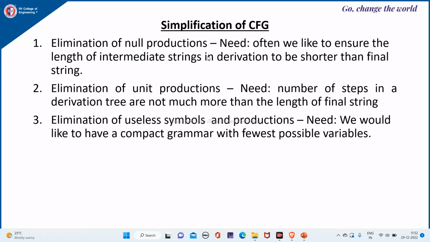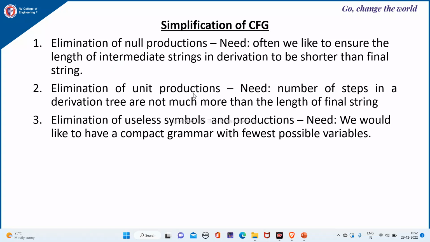So if you have a string in between the derivation which consists of some null variables which derive the null string, then the length of that string is more than the length of the final string, which you don't want to happen. So you have to eliminate the null production.